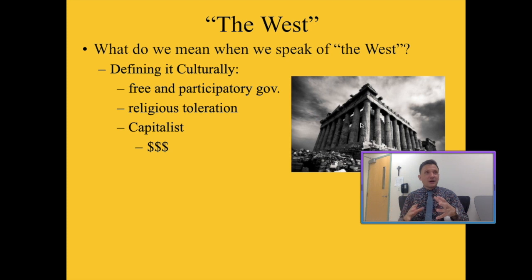The big thing about defining the West culturally is that we're talking about three key defining characteristics of a Western civilization. First and foremost, a free and participatory government. That means a government that encompasses democratic ideals, usually including things like voting and public office, and that it is technically free to the public to participate in those public offices or represent themselves through different democratic processes.